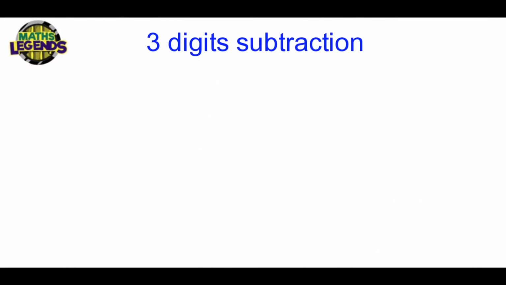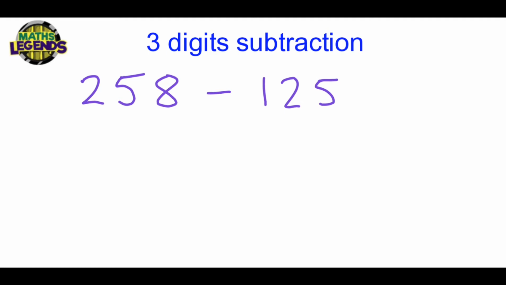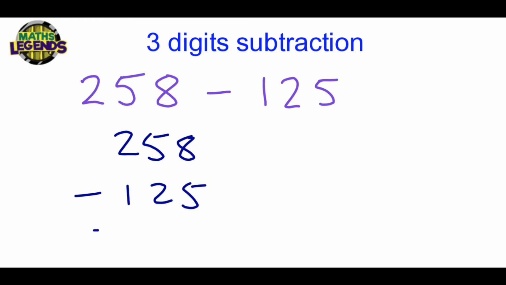In this video, we're going to look at 3 digits subtraction. So if a question appears that says 258 minus 125, we write this in a similar way that we did the 2-digit subtractions in a column method. So we rewrite this as 258 minus 125. We align there the units, the tens and the hundreds. And then we look at the question column-wise.